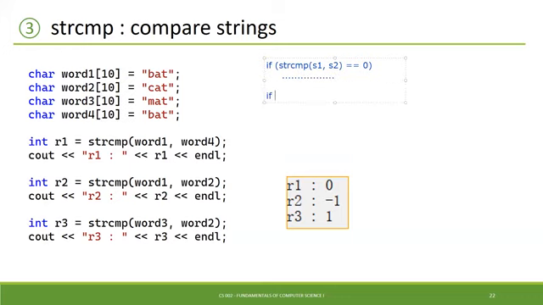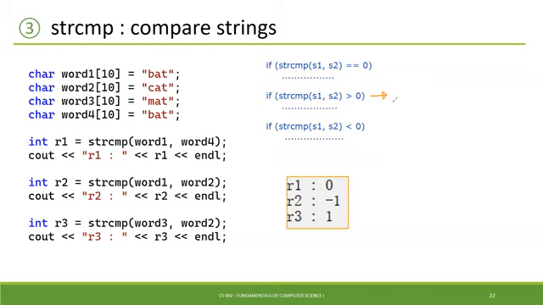Or maybe you have: if string compare S1, S2 is greater than 0, what does this mean? Do something. Or if string compare S1 and S2 is less than 0, then do something. So the result can be 0, +1, -1. Most of the time we use it like this, comparing.